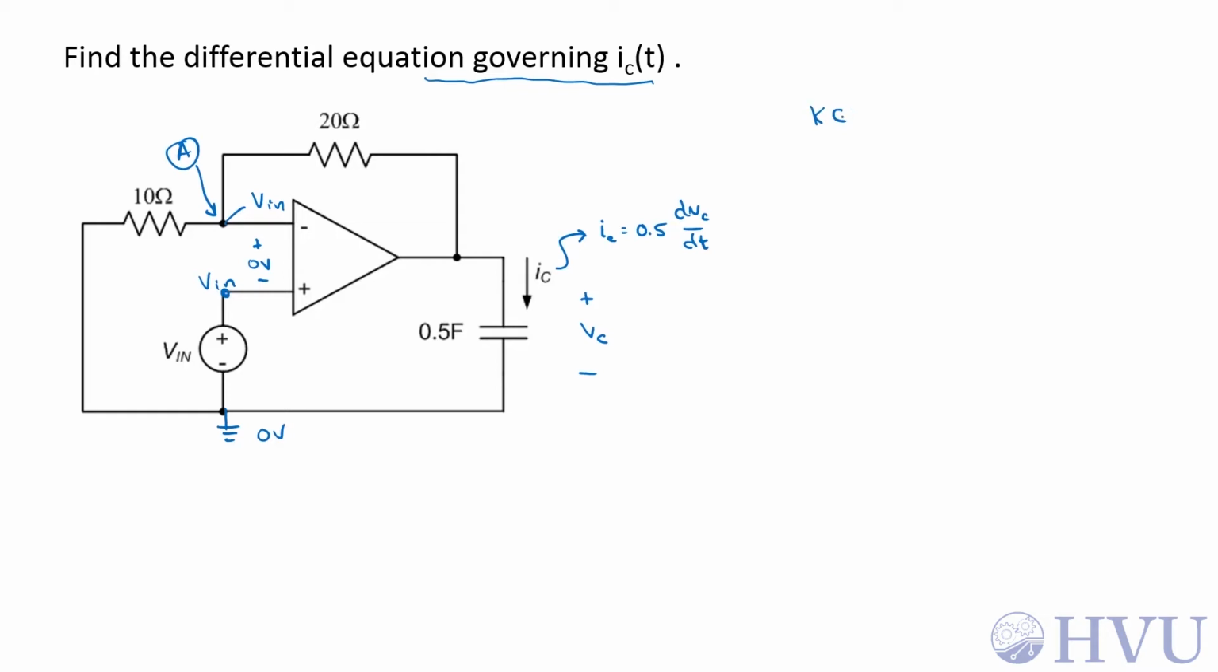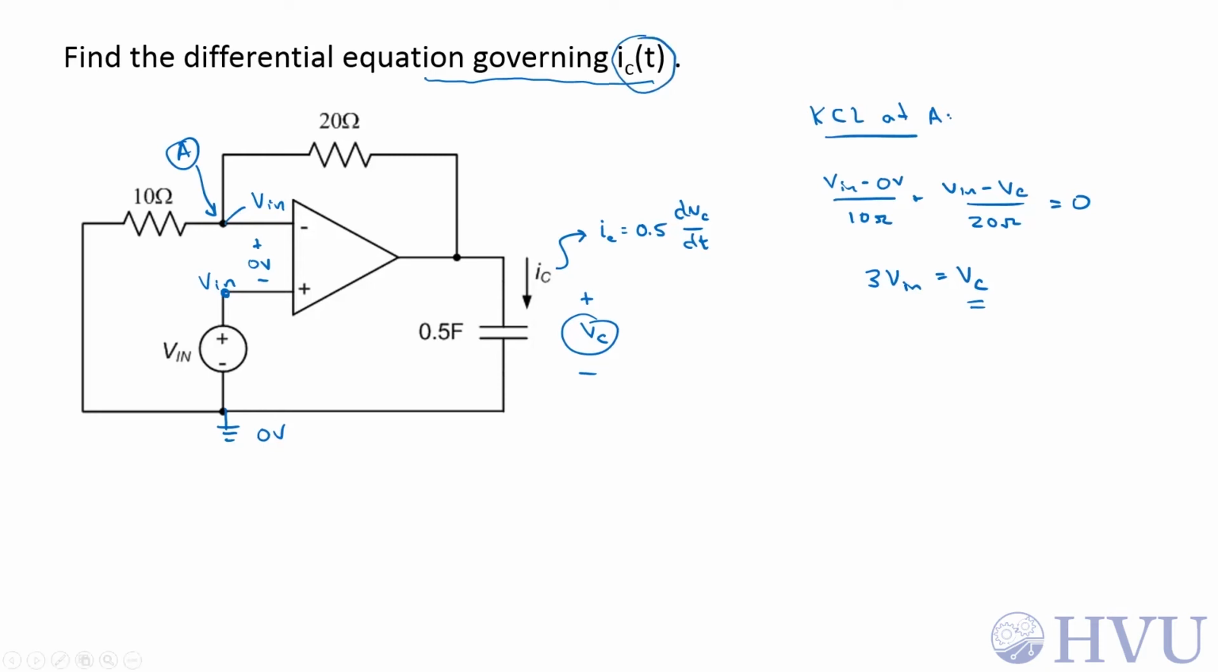So with an op-amp circuit, usually I'll do KCL at the input terminals. So KCL at A: Vn minus 0 volts over 10 ohms plus Vn minus Vc over 20 ohms is equal to 0. So multiplying through by 20 and grouping terms, I get 3Vn is equal to Vc, which is great, except that I don't want my equation in terms of Vc, I want my equation in terms of I sub c.